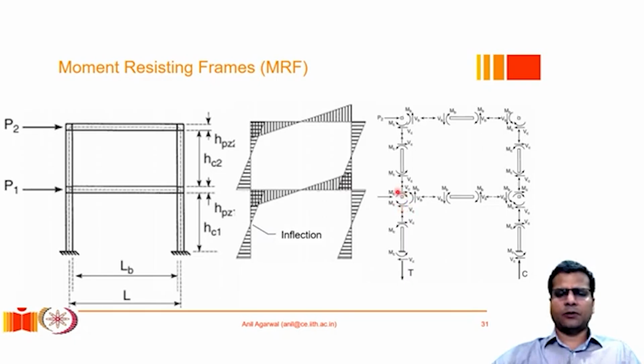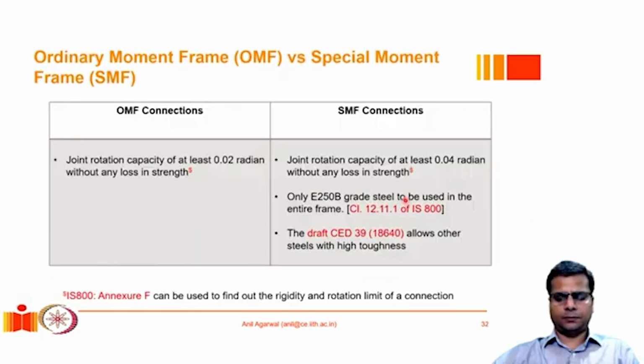So there will be shear forces coming from the columns, and there will be shear forces coming from the beam, which is marked as VB here. And all these forces, along with the axial forces, if there are any, will be in equilibrium, and they will be introducing different types of bending moment and shear force demands on the connection. The connection needs to be designed for these forces.